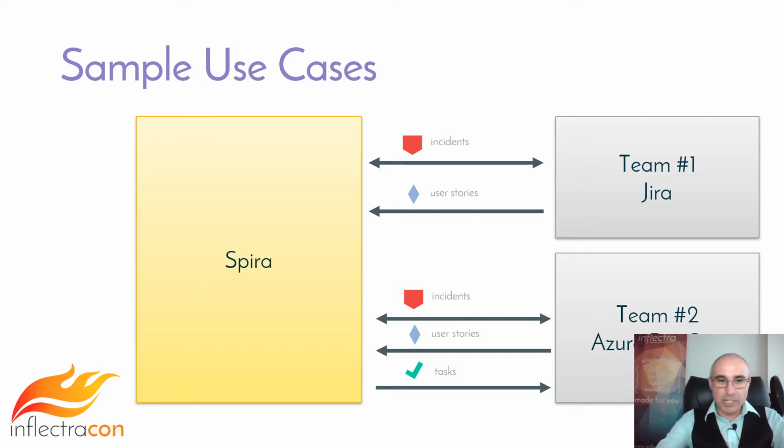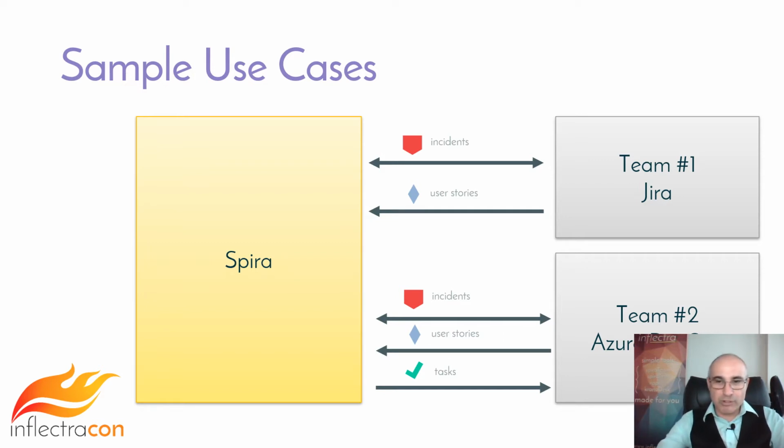So for example, you run tests, you fail the test, you log a bug, the team in Jira fixes the bug, the person in Spira can then view it and retest it, and then the person in Jira will then fix it again, and then ultimately the person in Spira can then close it, hopefully.